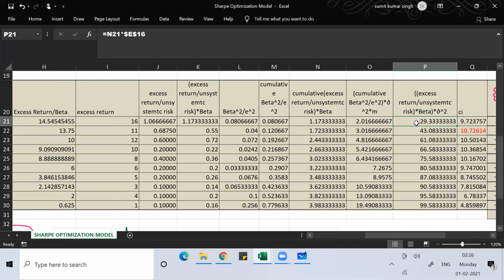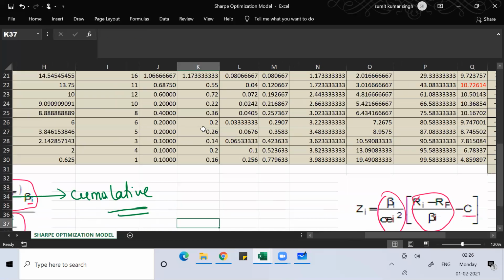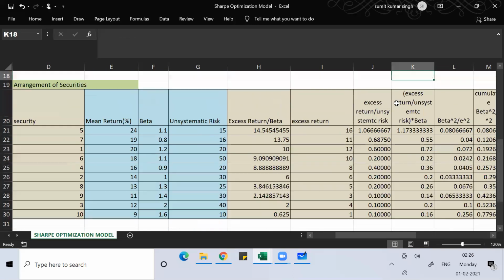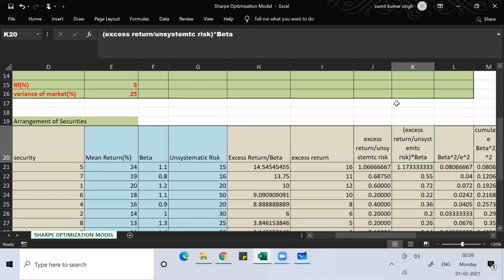Then similarly for the denominator, I need the cumulative value of beta square by unsystematic risk. We take the cumulative of that, and then I have to multiply it with the variance of market, plus one. And by dividing this, we'll get the cutoff rate.